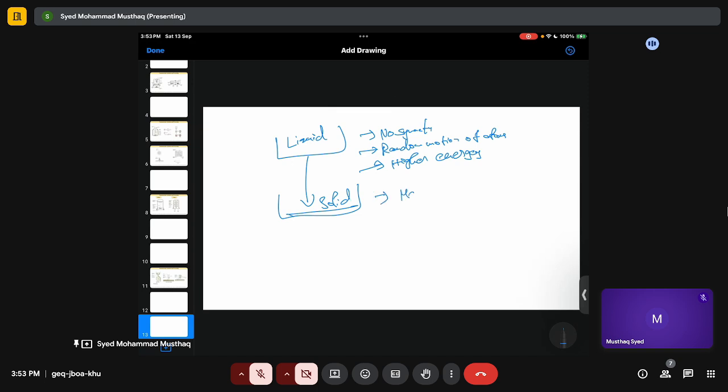A solid may have symmetry, no random motion, low energy, and densely packed.